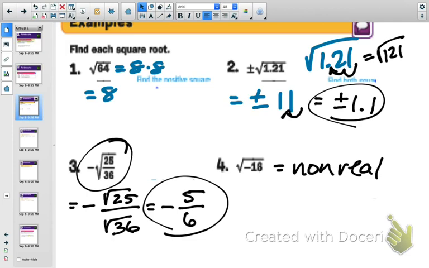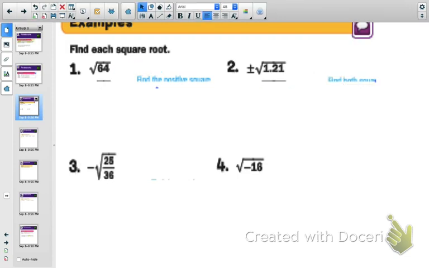Because we'll actually talk about imaginary numbers, which would be the case of this, where you're square rooting a negative. So we're going to say this is a non-real number. It's imaginary. Okay.